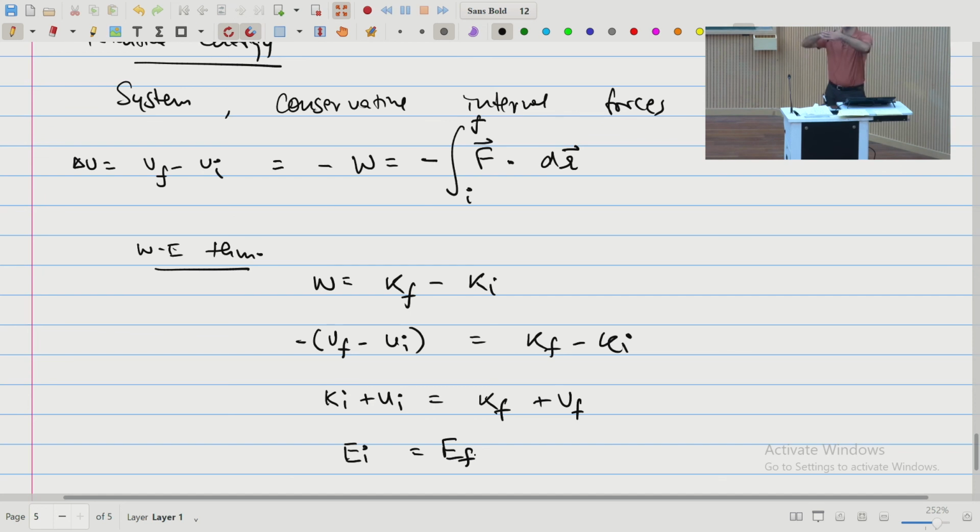Let's say two blocks were sliding over each other. The force of friction is internal. The forces are equal and opposite, but the system will lose energy. So I cannot say that initial energy is equal to the final energy. You can apply this when no external force is acting, or the work done by external force is 0, and the internal forces are all conservative in nature.